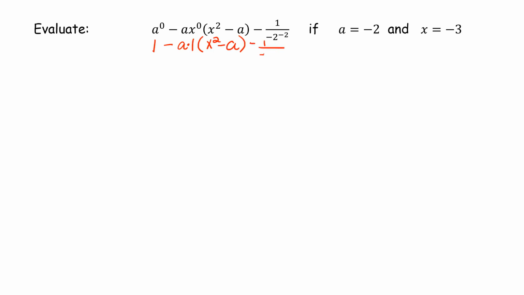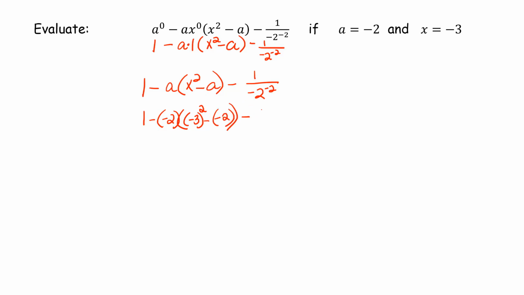minus 1 over negative 2 to the negative 2 power, which is 1 minus a times 1 is just a, so I can leave it that way, and then x squared minus a, minus 1 over negative 2 to the negative 2 power. Now I'll go ahead and plug in negative 2 for all the a's and negative 3 for all the x's. So 1 minus negative 2 times negative 3 squared. Make sure to put that negative 3 in parentheses with the square outside, minus negative 2, and then minus 1 over negative 2 to the negative 2 power.